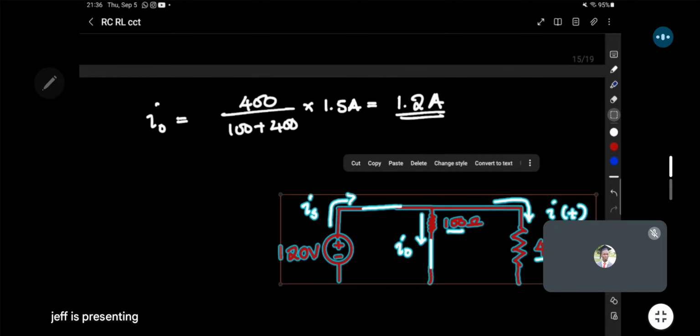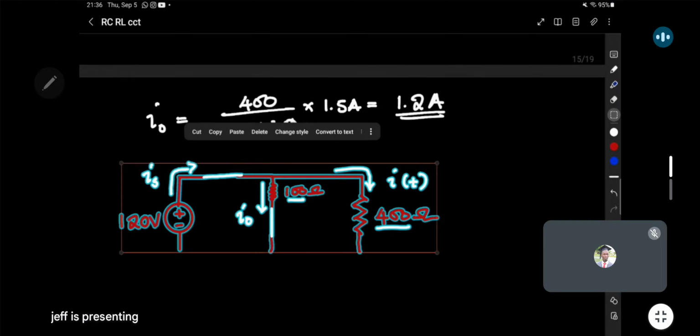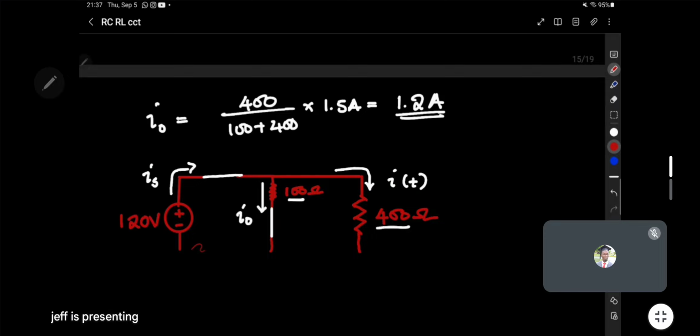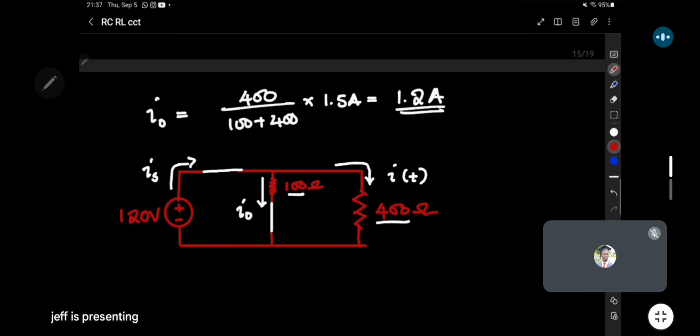So to get that 1.2, you could have also just seen that the way the circuit is, the 100 ohms and the 400 are connected in parallel. If resistors are in parallel, they will see the same voltage, meaning that the voltage drop across the 100 ohms will not be 400, it will be 120. The voltage drop across the 400 ohms here will also be 120.